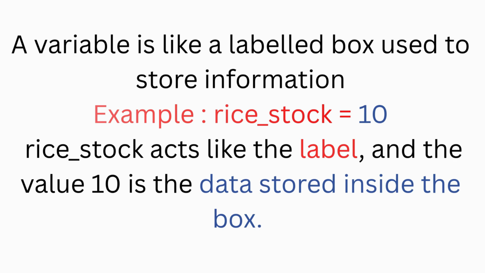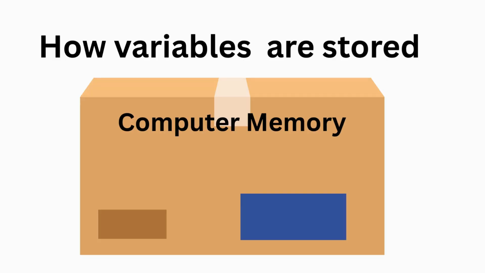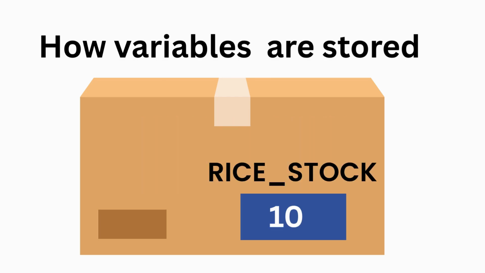For example, if we write rice_stock = 10, the variable name rice_stock will be the label and the value 10 is the data stored inside the box. When Python runs this code, it automatically creates a small space inside the computer memory, stores the value 10 there, and attaches the label rice_stock to the location. So internally, the computer remembers that whenever we use the name rice_stock, it should go to the memory location and retrieve the value 10. This is how variables help programs store and remember information while the program is running.